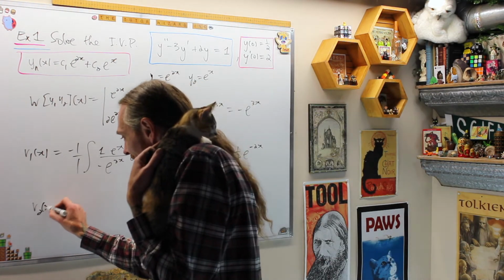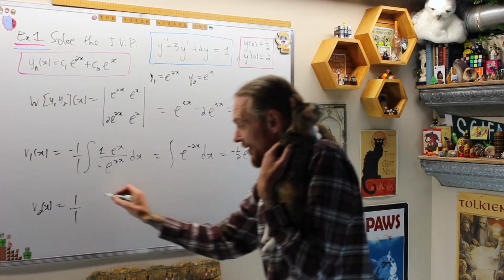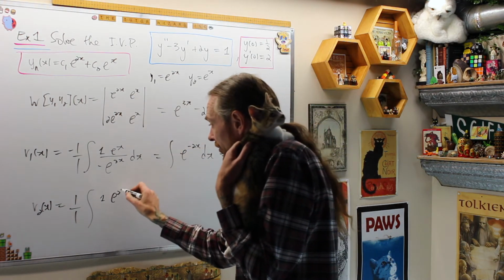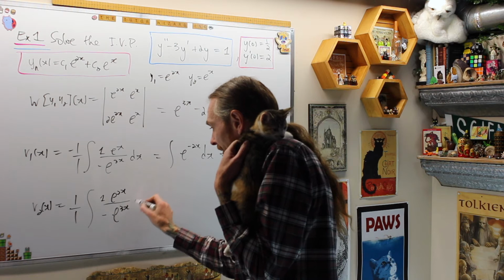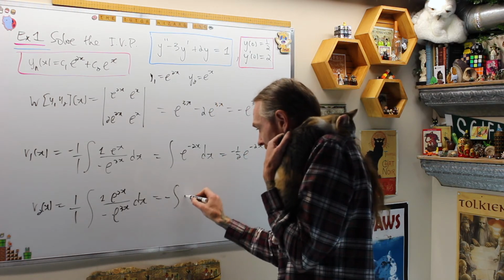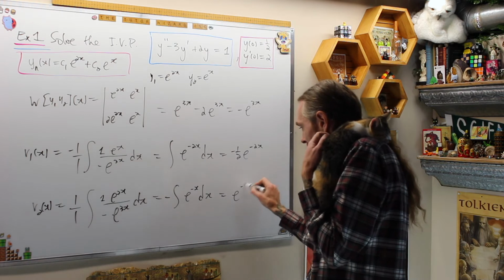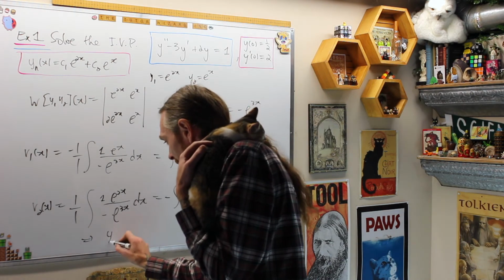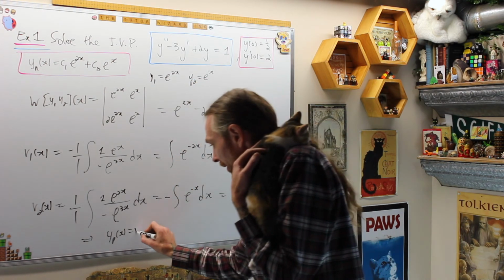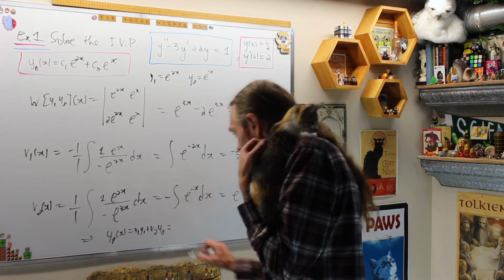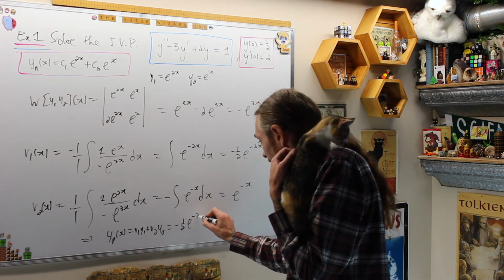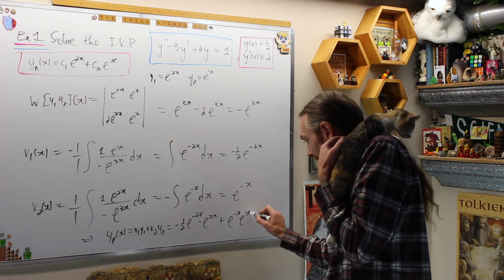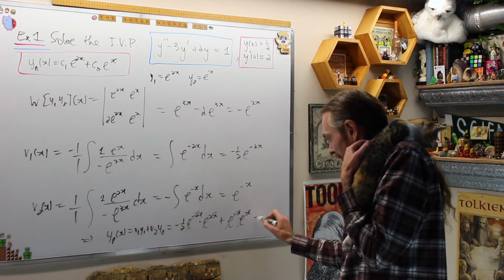V2 of x is going to be what? 1 over 1, the a again, the integral of f, which is 1, y1, which is e to the 2x over negative e to the 3x dx, which gives me negative the integral of e to the negative x dx, which gives me e to the negative x. It's almost like they flipped their roles. That tells me that y particular of x is equal to v1 y1 plus v2 y2, which is equal to v1 was negative 1/2 e to the negative 2x times e to the 2x plus e to the negative x times e to the x, cancel, cancel, cancel, cancel, which is negative 1/2 plus 1/2, which is 1/2.